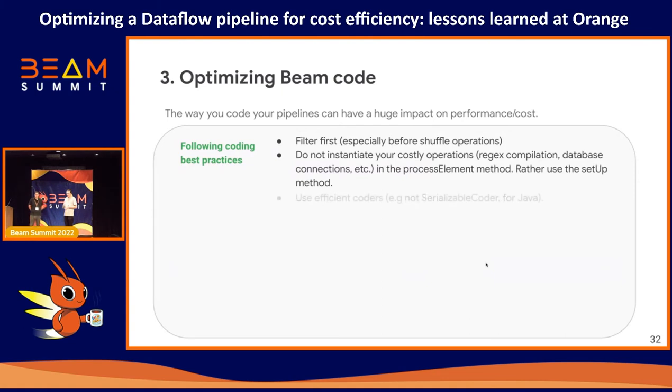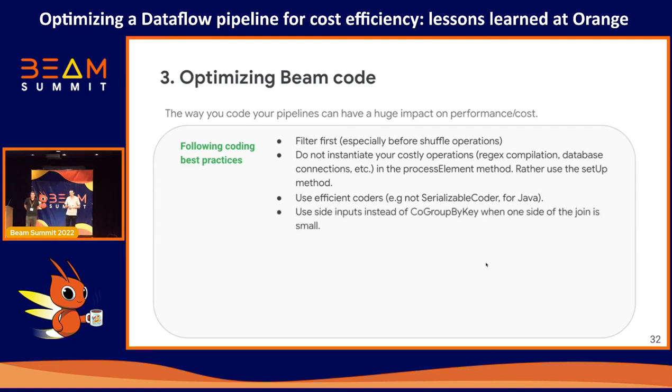Another thing is try to use efficient coders. As you know, in Beam, you're going to serialize lots of data for shuffling between the workers. And it's quite famous that in Java, for instance, the default serializer is quite bad. So make sure you're using a better one, like the Avro coder. You could also use the Snappy coder. I've heard lots of good things recently about Snappy. It reduces a lot the size of your serialized data. So make sure you do that.